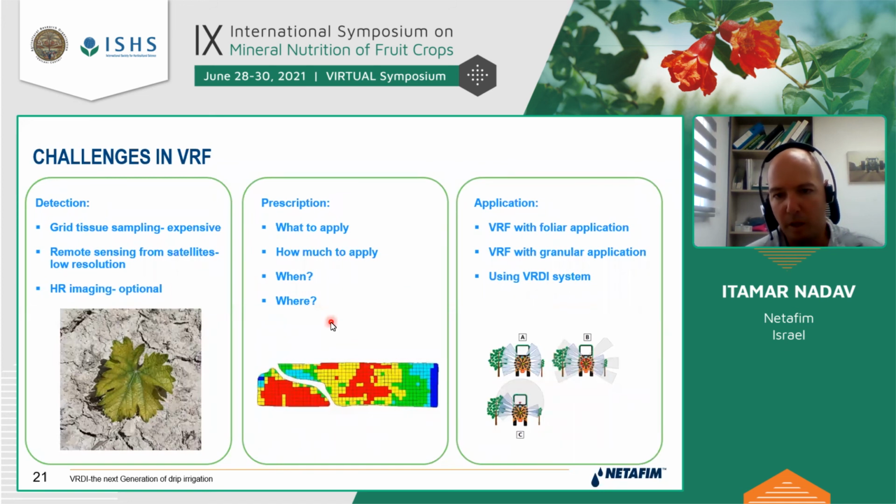So we can apply variable rate with foliar application like you see in the image below, and there are some solutions for that. We can apply it with granular application if the fertilizer is available in a granular form. And we can also use the variable rate drip irrigation system to apply different amounts of fertilizers at different timing.